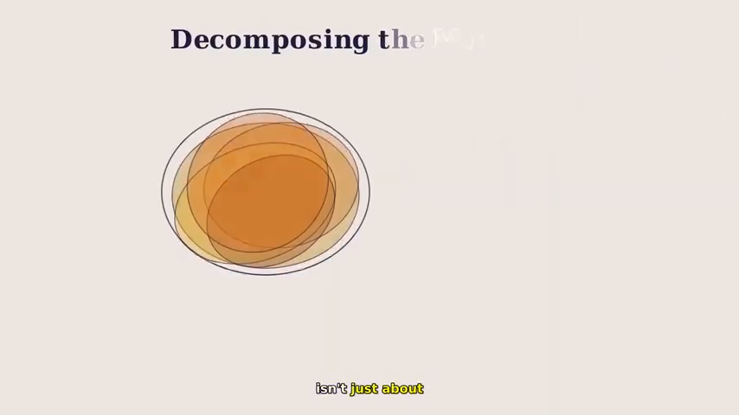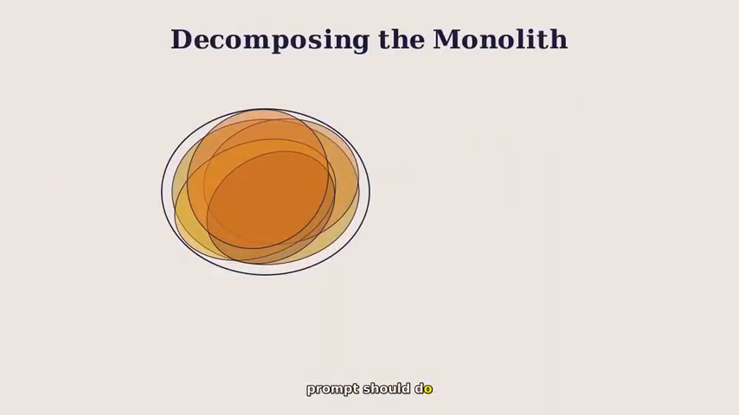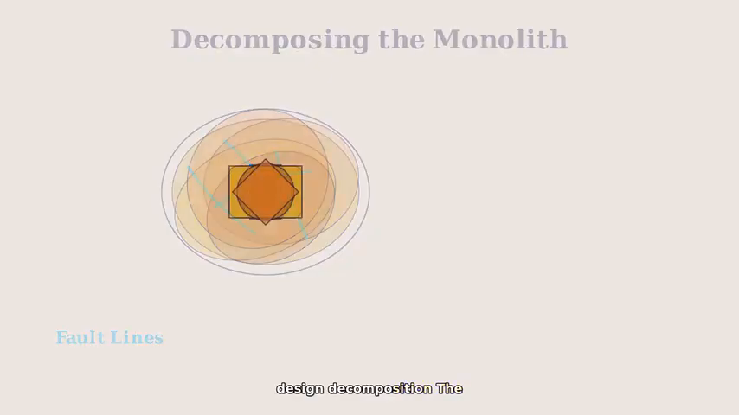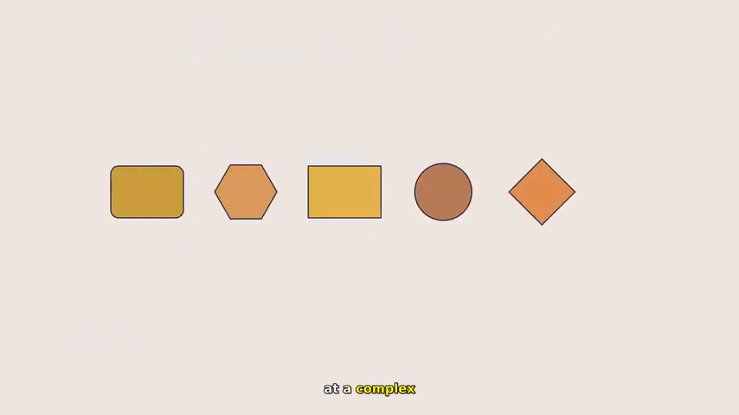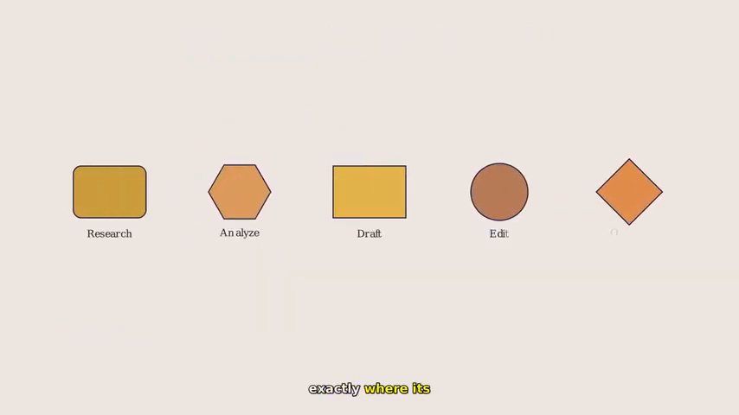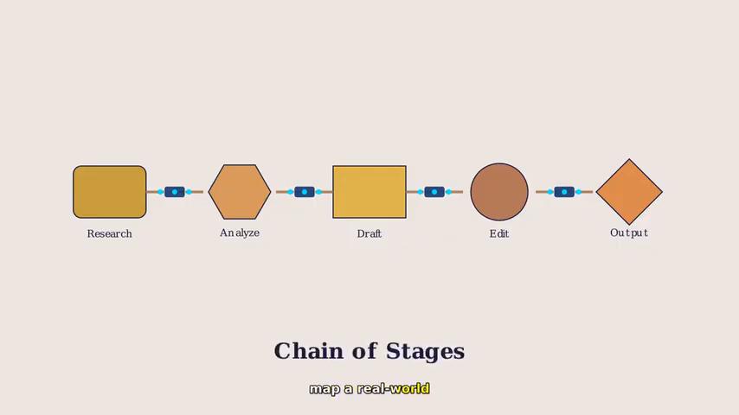Designing a pipeline isn't just about knowing what each prompt should do. It's about understanding the structure that holds it all together. And the single most important skill in pipeline design? Decomposition. The ability to look at a complex task and see exactly where its natural fault lines are. This lesson is about how you actually do that. Let's start with the foundation. How do you map a real-world task onto a chain of stages?